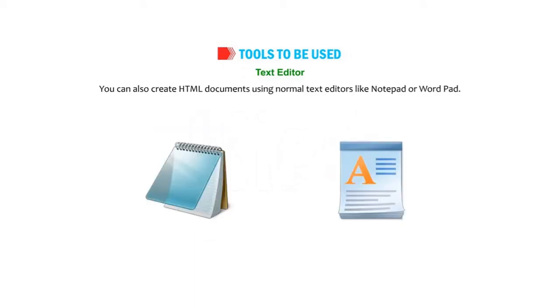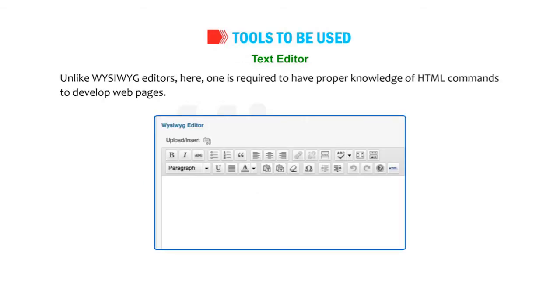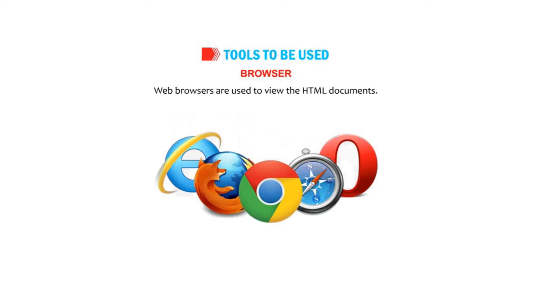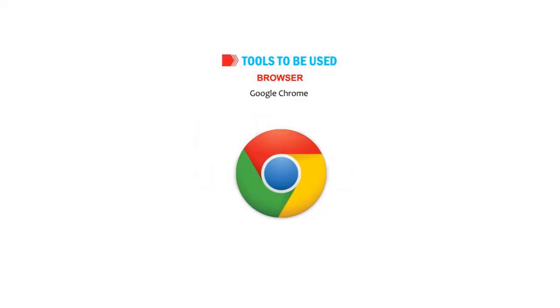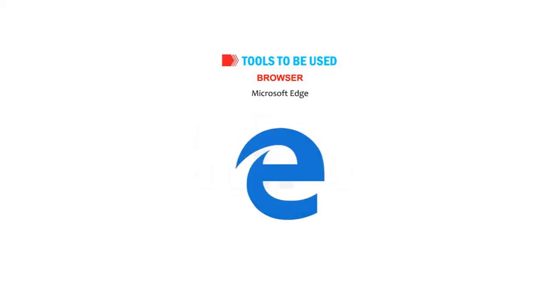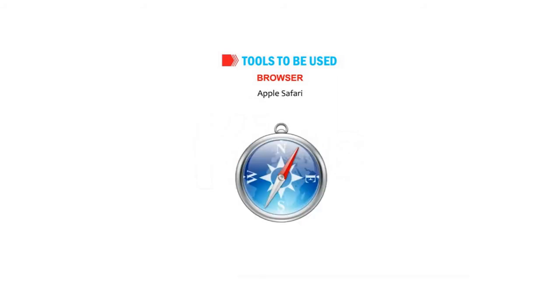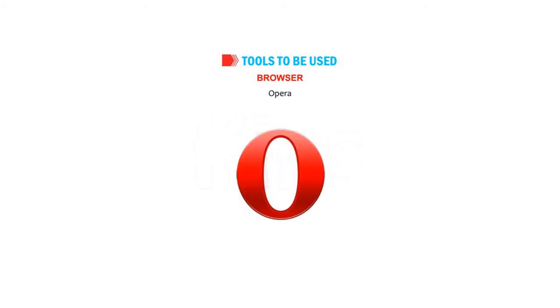Next is text editor. We can also create HTML documents using normal text editors like Notepad or WordPad, unlike What You See is What You Get editors. Here, one is required to have proper knowledge of HTML commands to develop web pages. Next is browser. Web browsers are required to view the HTML documents. Some commonly used web browsers are Google Chrome, Internet Explorer, Microsoft Edge, Apple Safari, Mozilla Firefox, and Opera.